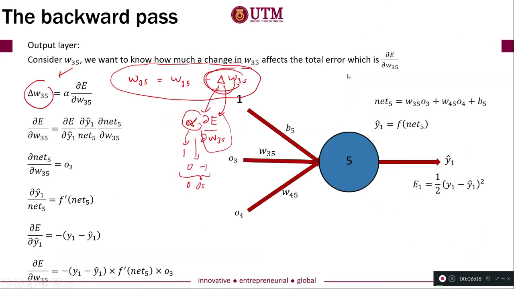You can express it this way: del E over del W35 is equal to del E over del y1 hat, then multiplied by del y1 hat over, I'm sorry, this should be net, I forgot to put it there, it should be del net. Okay, del net 5 and del net 5 here. This is again what we call the chain rule.